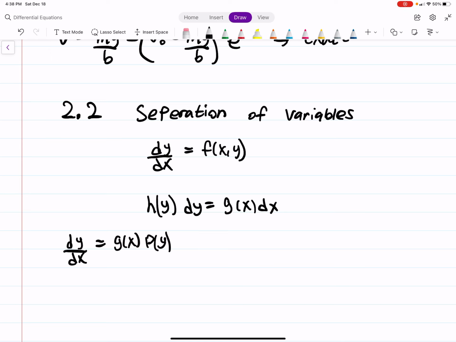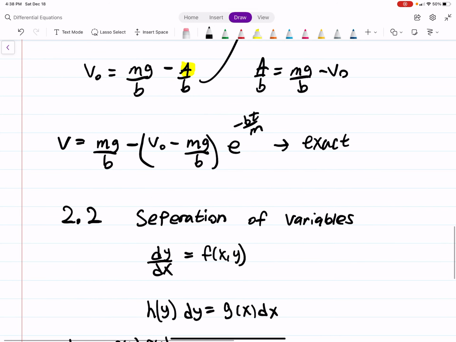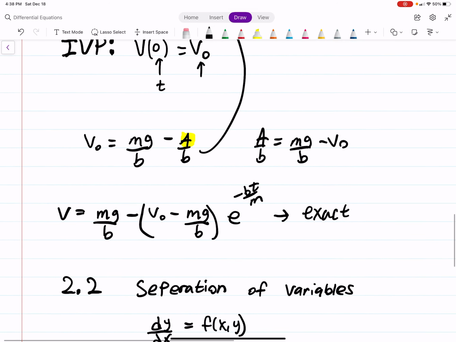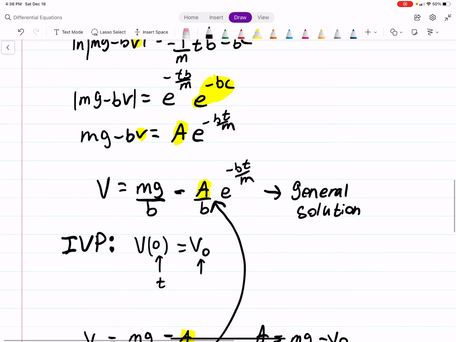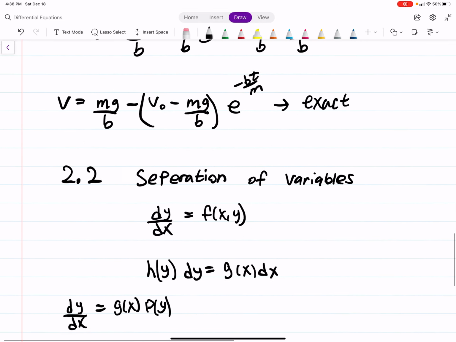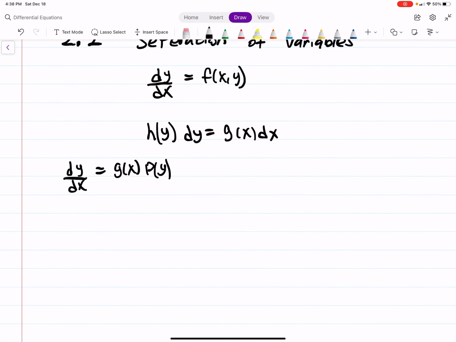And essentially the example we just did is an example using separation of variables and using initial value, in this case for a falling body. Okay, so that's really all separation of variables is. It's one of the easier ones to do.